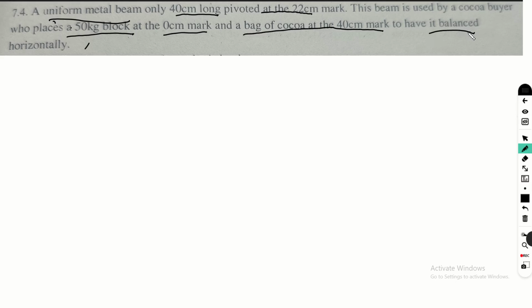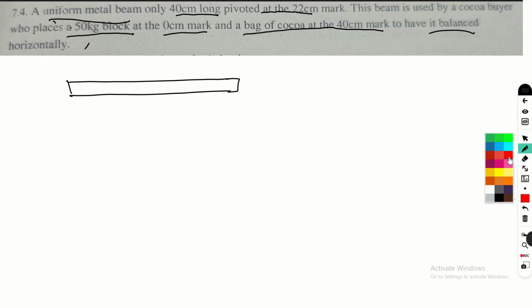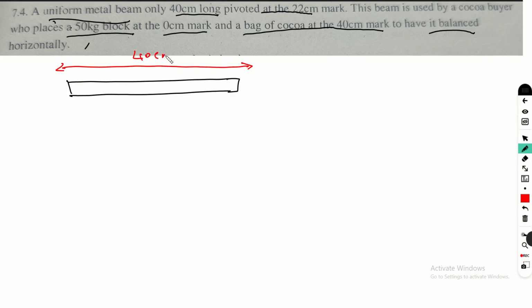Balance means that the system is in equilibrium. So the first thing is that you draw the diagram. In drawing the diagram, we have a uniform beam like that, and the length of this beam is 40. It means that from here to here is 40 centimeters, and it starts from 0 to 40.